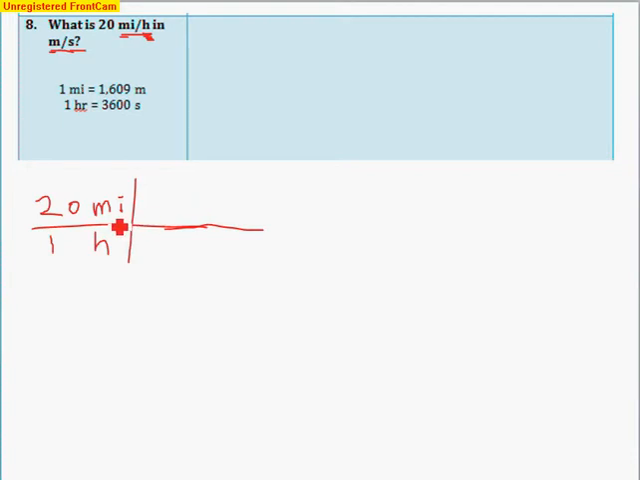Right, so let's first change the miles. In order to get rid of the miles, I've got to put a mile downstairs. What does the mile become? Well, let's look at the conversion relation. Mile becomes a meter, so I've got to put a meter upstairs. What number goes with miles? It's a 1. What number goes with a meter? 1609. Okay. Now let's change the hours to seconds.